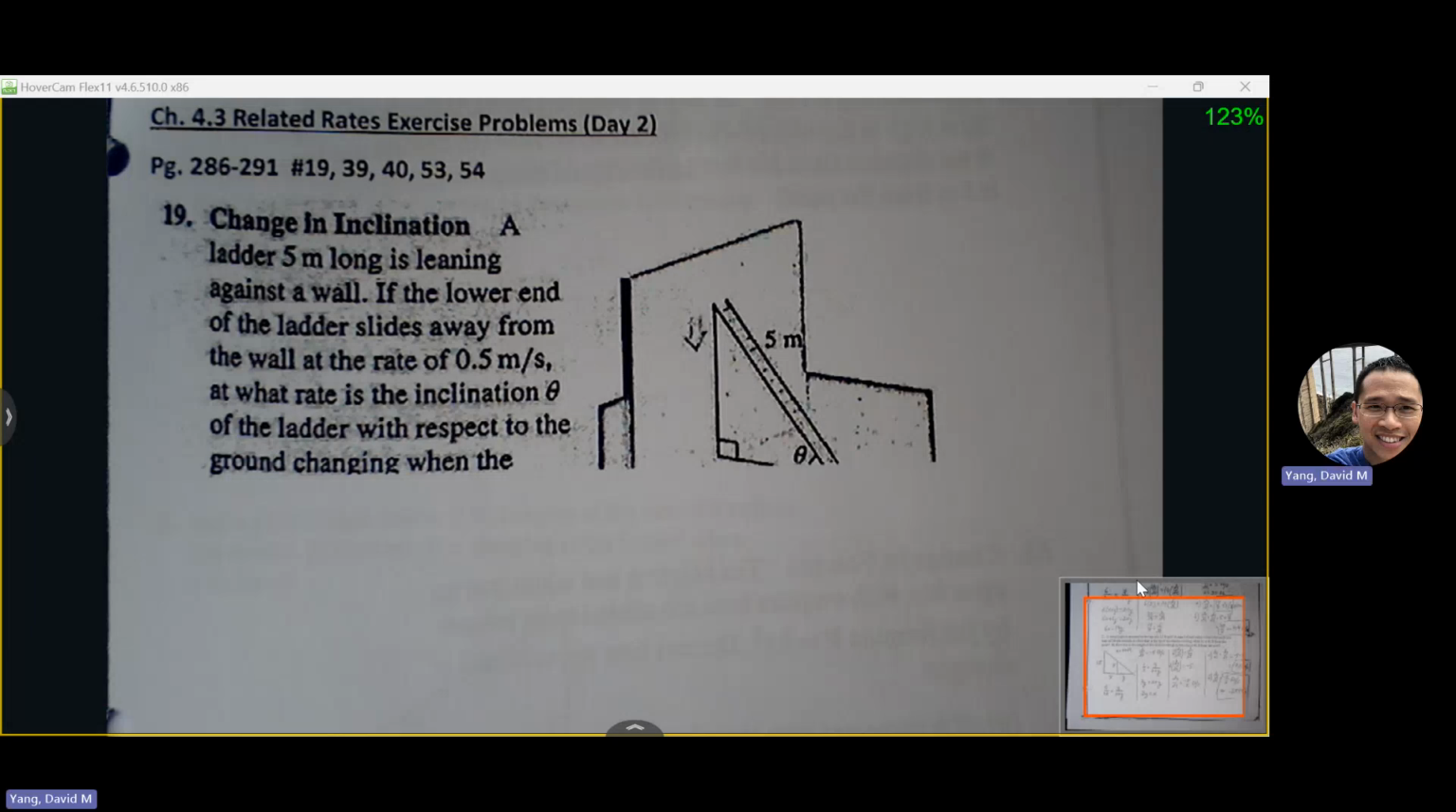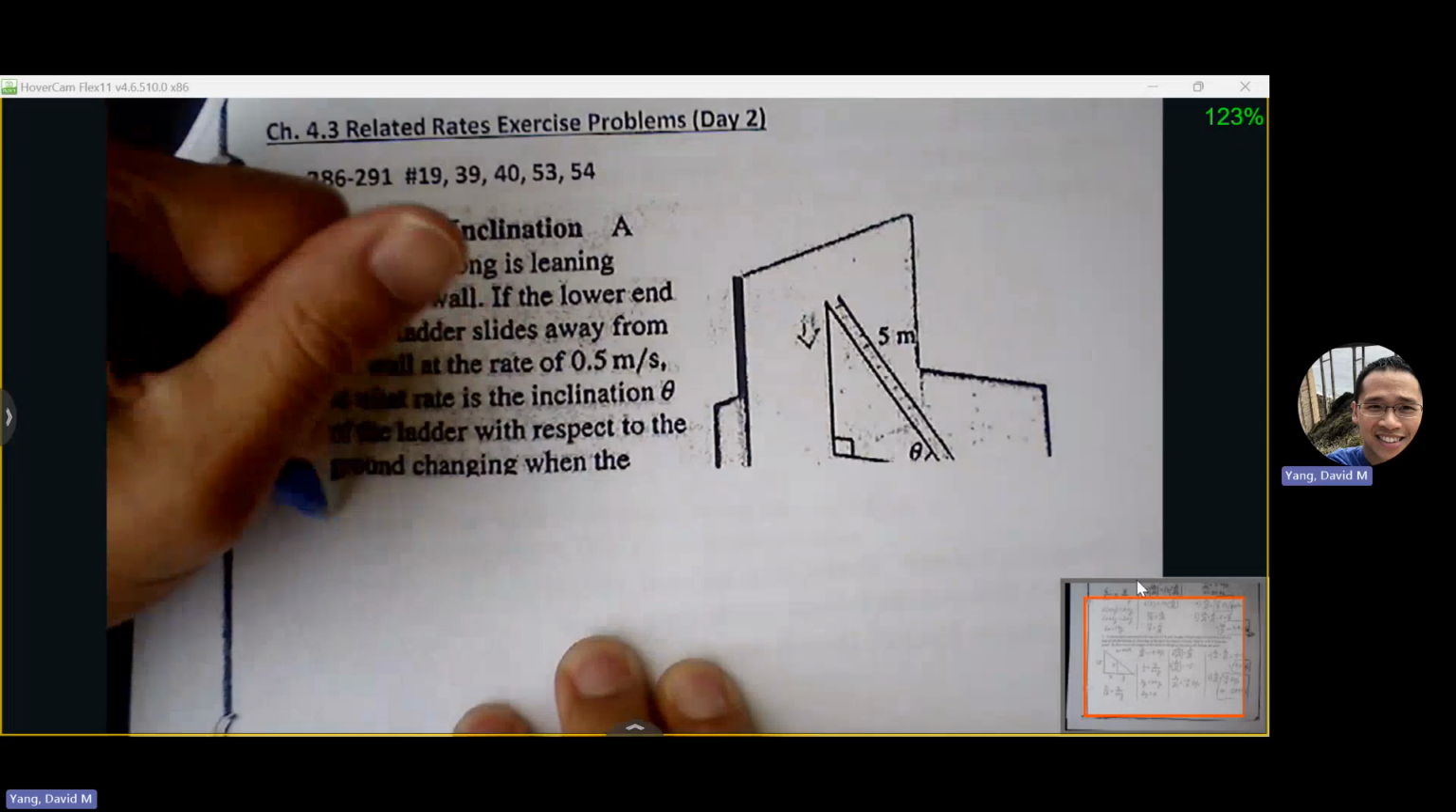A ladder 5 meters long is leaning against the wall. If the lower end of the ladder slides away from the wall at the rate of 0.5 meters per second, at what rate is the inclination theta of the ladder with respect to the ground changing when the lower end is 4 meters from the wall?